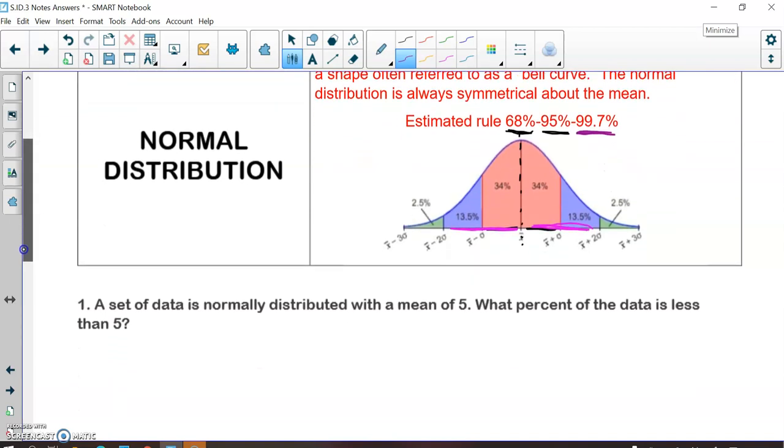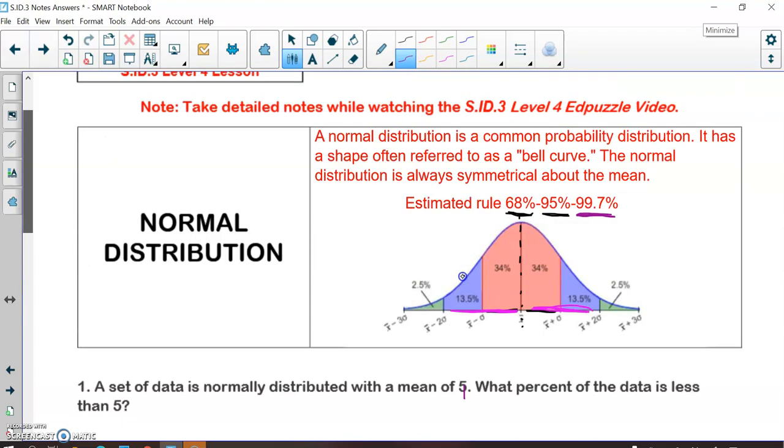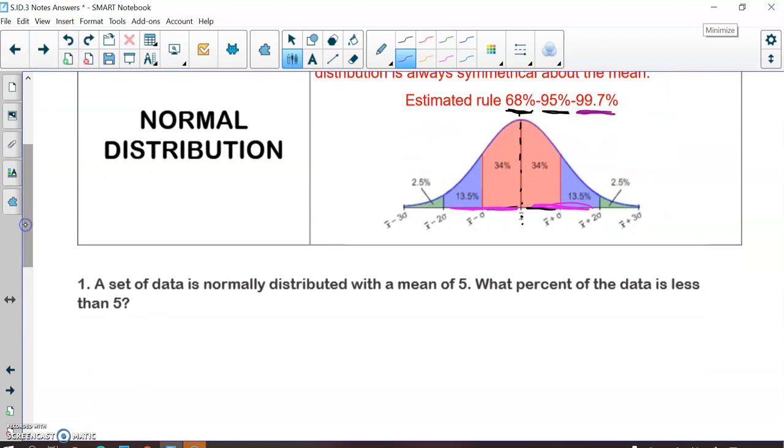So if we go to number 1, it says a set of data that is normally distributed with a mean of 5. So we have a data set that has a mean of 5. It asks what percent of the data is less than 5. In my normal distribution, my mean is always this axis of symmetry here, and my mean in this case is 5.